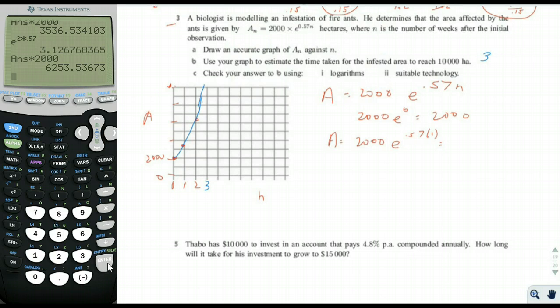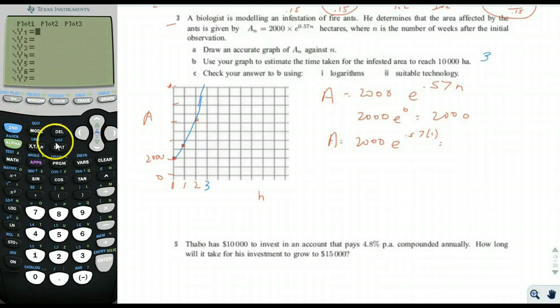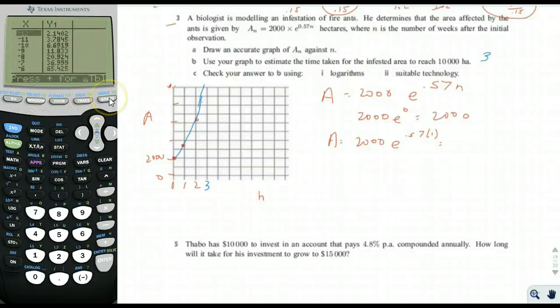Check your answer using logs or suitable technology. So first we'll use technology. The way I would do it is I would just graph this equation and look at the table. So second, e to the x, 0.57x, not 75. x. Second table.